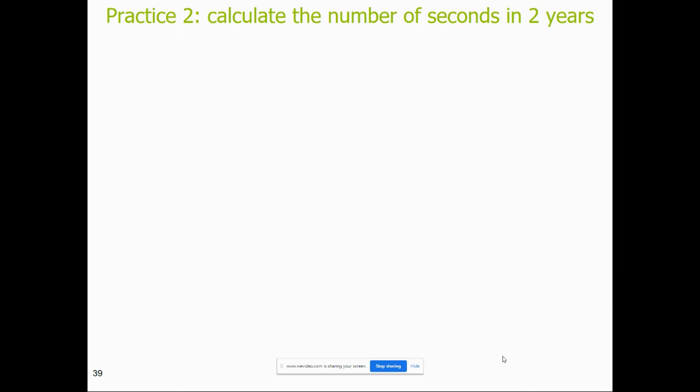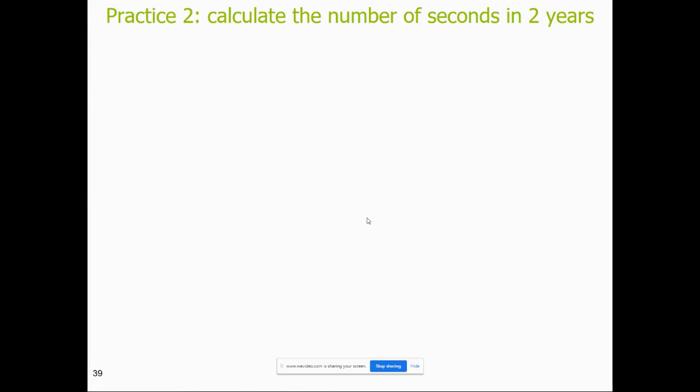Okay, now let's do one last one. How many seconds are in 2 years? Do you know how many seconds are in 1 year? I don't. So I can't do that directly in one step. I'm going to have to do several steps. So we're going to have to take this in multiple steps.